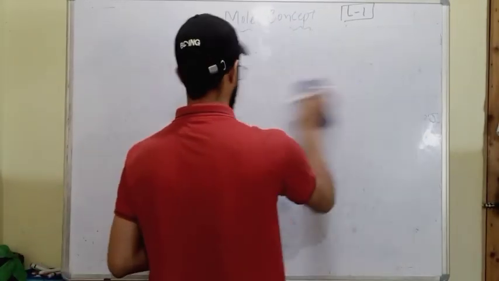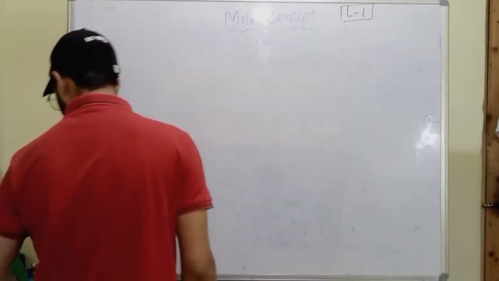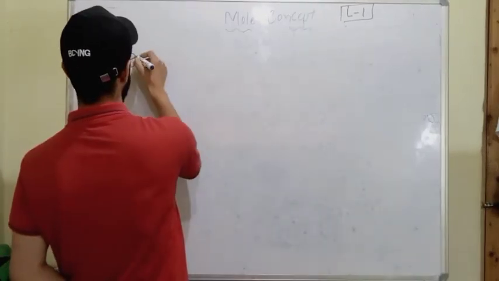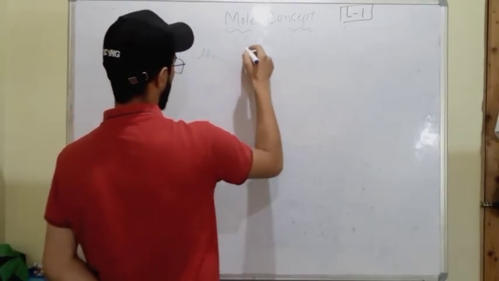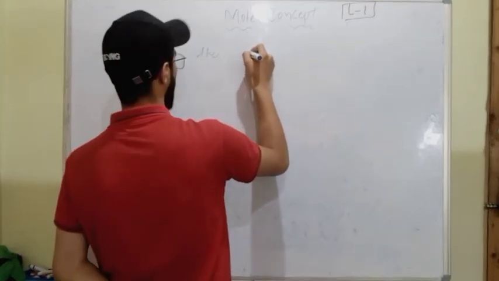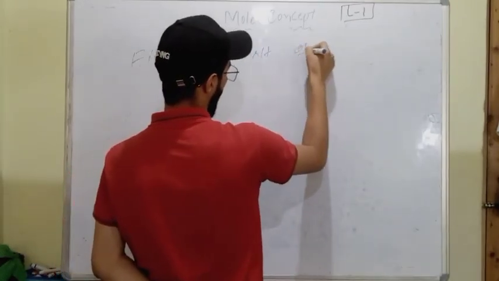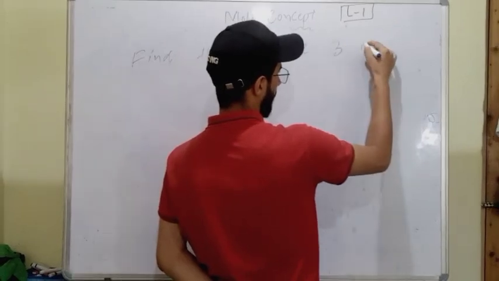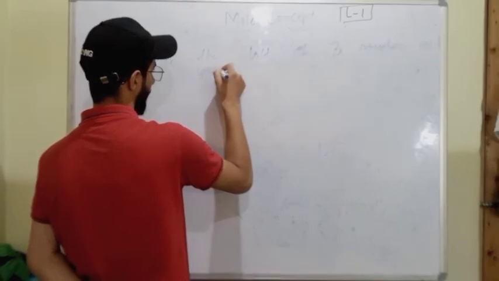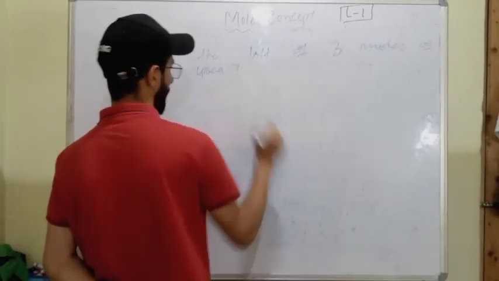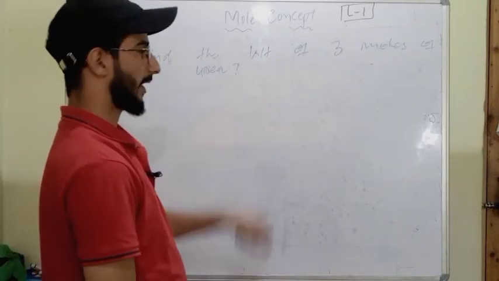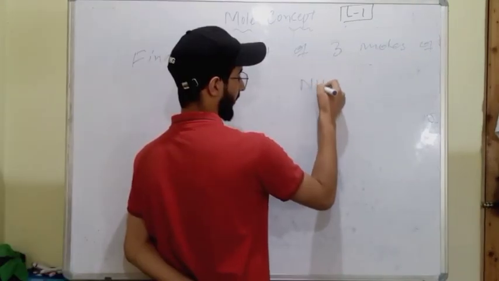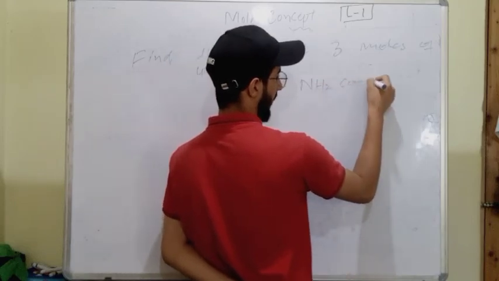Question number 2 for you is: find the weight of 3 moles of urea. First, try it by yourself, pause the video and try to get the answer. Urea is NH2CONH2.